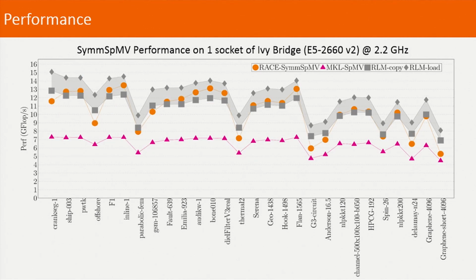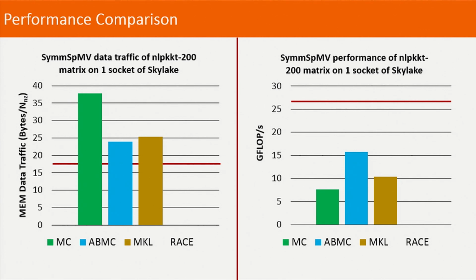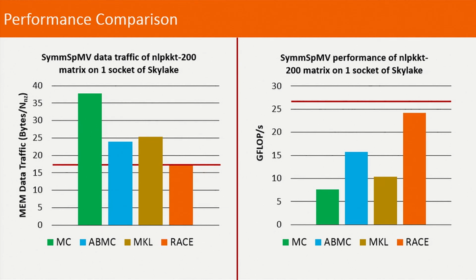Similar plots are obtained for one socket of the Intel Ivy Bridge architecture having 10 threads. Since here the bandwidth is lower than that of Skylake, you see that the performance and the performance model are lower than that of Skylake. The previous comparison of symmetric sparse matrix vector using different methods was as follows. Now with RACE, we get a decrease in data traffic and reach close to the performance model predictions.